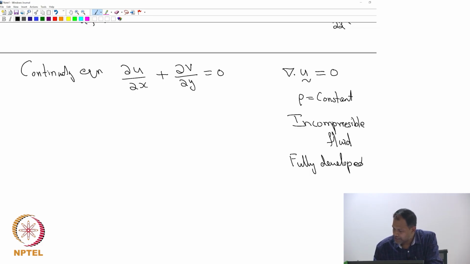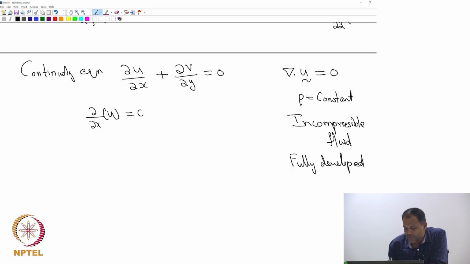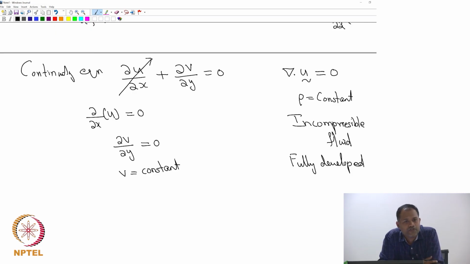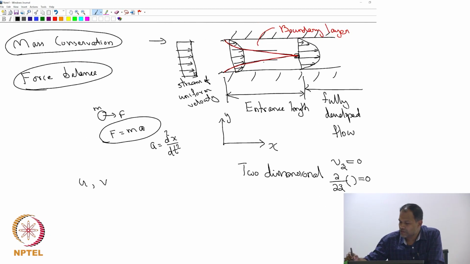So, fully developed means that del by del x of u is equal to 0. So, that means my continuity equation says that dou v by dou y is equal to 0, or v can at most be a constant. What is v? The velocity of the fluid perpendicular to the plates, right. So, the velocity of a fluid, any fluid element that is perpendicular to the plate. Okay. Now, and we are saying that is a constant.